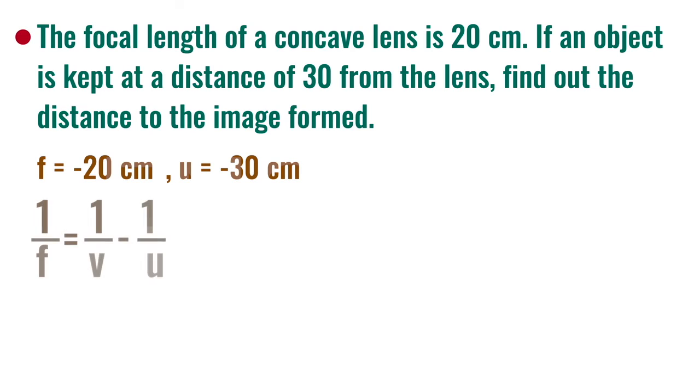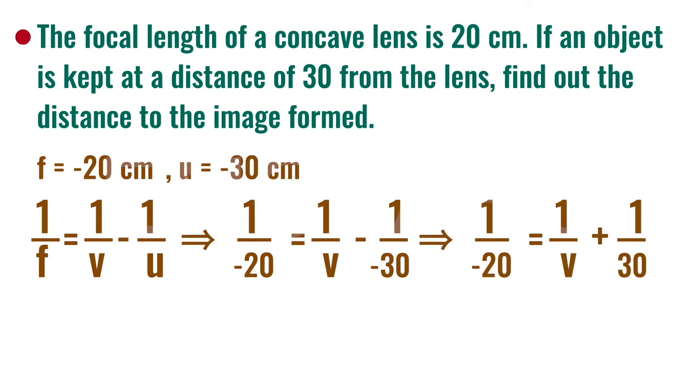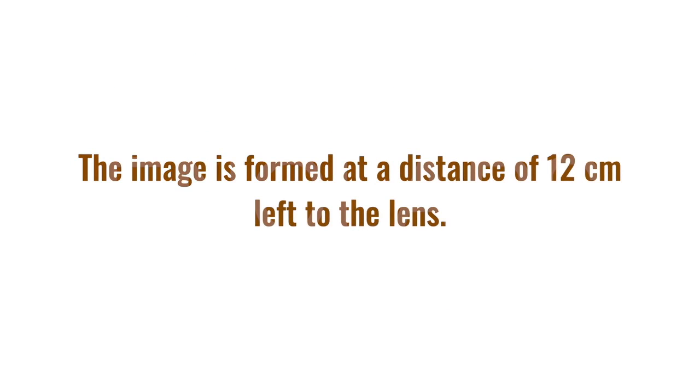We have 1 divided by f is equal to 1 divided by v minus 1 divided by u. That is, 1 divided by negative 20 is equal to 1 divided by v minus 1 divided by negative 30. That is, 1 by v is equal to 1 divided by negative 20 plus 1 divided by negative 30. That is, 1 by v is equal to 1 divided by negative 12. So, v is equal to negative 12 centimeters. That is, the image is formed at a distance of 12 centimeters to the left of the lens.